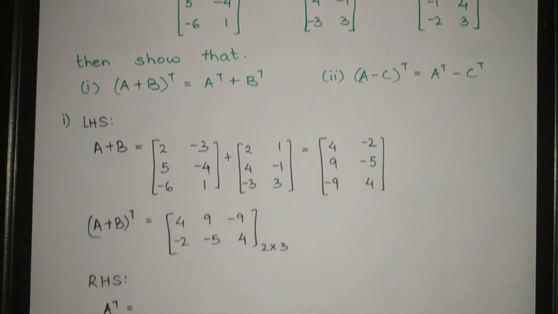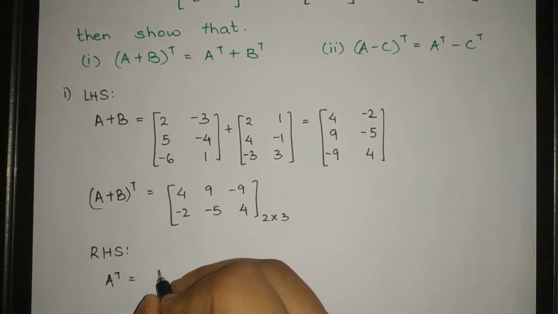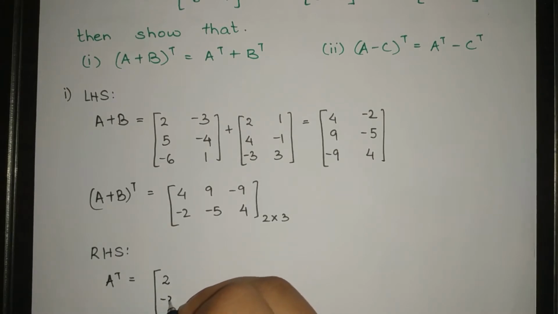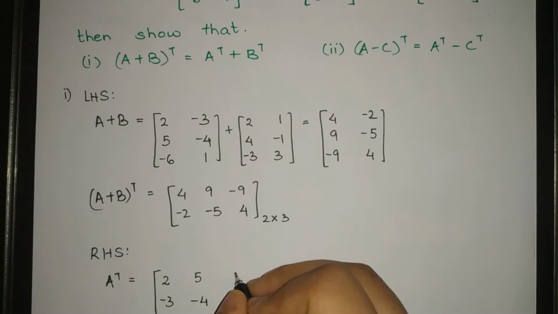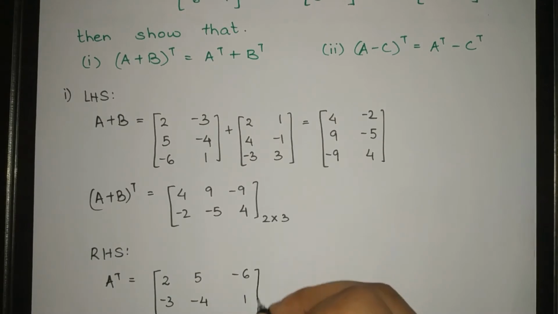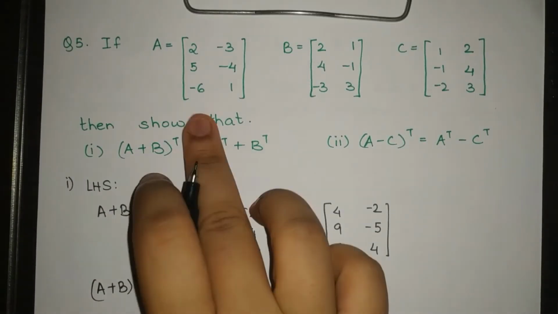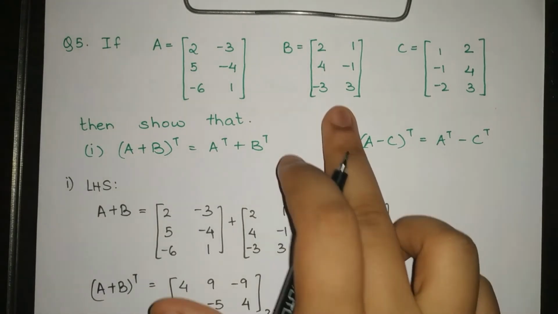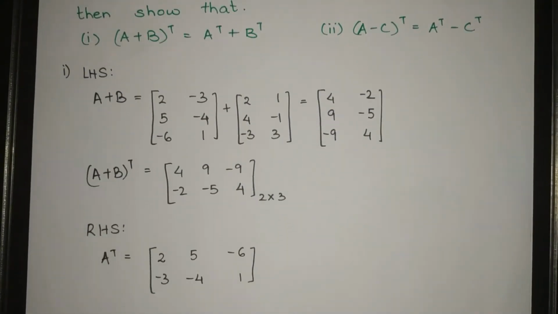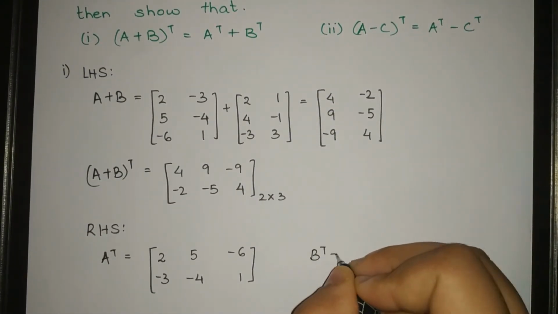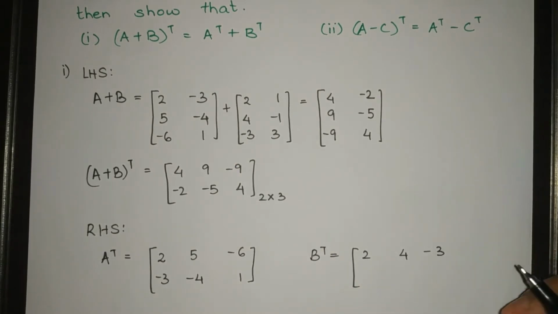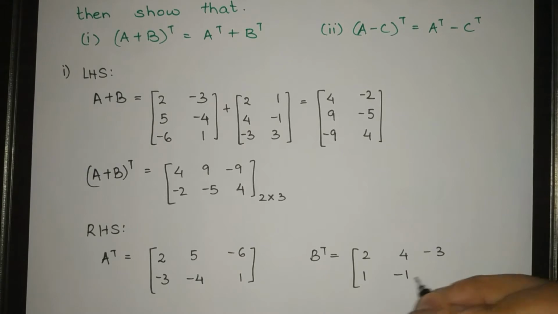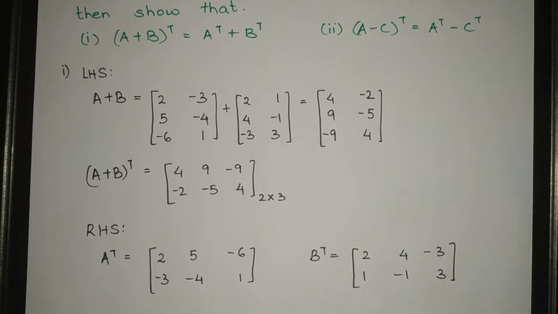So first row becomes first column and hence we have that this becomes 2 minus 3, then 5 minus 4 and minus 6 and 1. Okay, I am taking the transpose of this. Similarly we will do it with B as well. So B transpose is equal to 2 4 minus 3. This was the first column which becomes the first row now, and second column becomes second row.